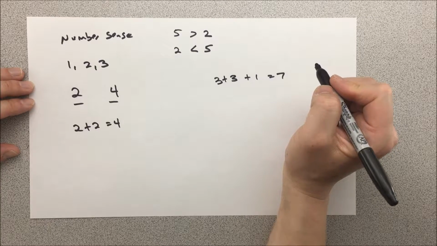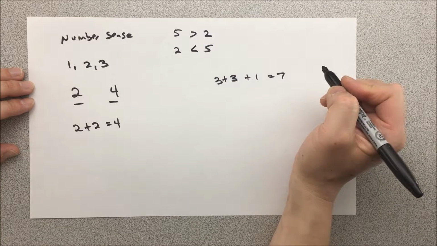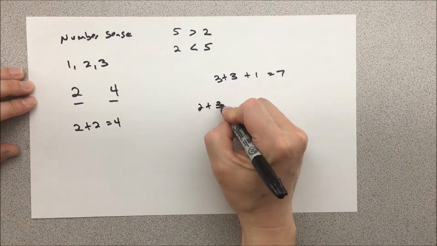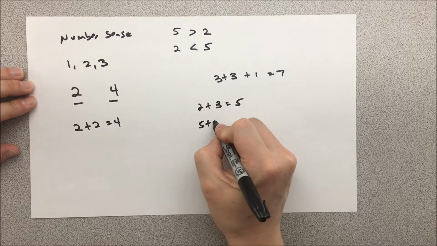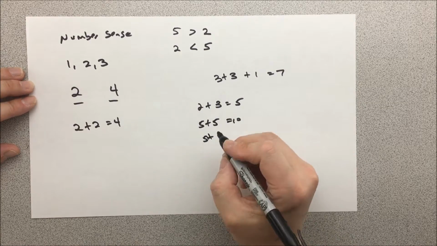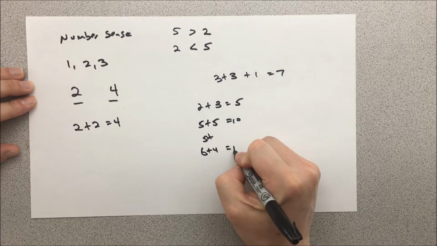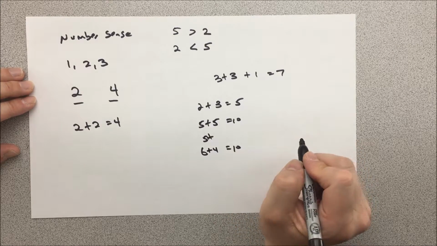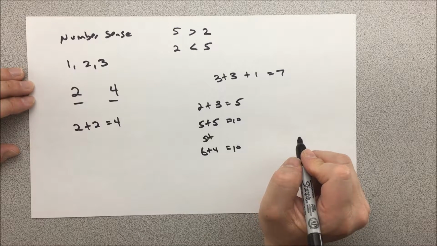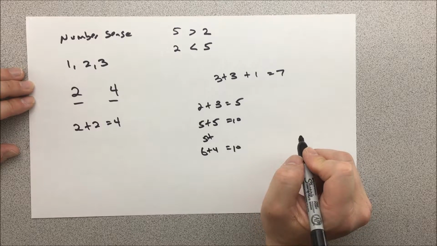You can make a number with 2 numbers. For example, you can make 5 or you can make 10. You pick 2 numbers, make 5. 2 plus 3 is equal to 5. 5 plus 5 is equal to 10. 6 plus 4 is equal to 10. And you just go on and on and on. If that is too easy, you can choose 3 numbers to make a desired number.